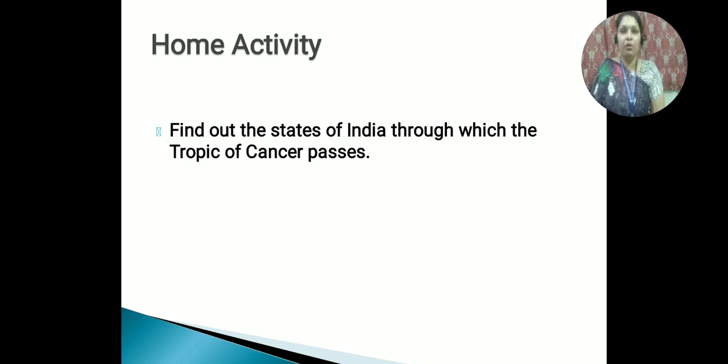You will just Google it, or look at the globe to see where India is, and from where the line of the Tropic of Cancer is passing. Find out all those states of India where the Tropic of Cancer line is passing. Okay, this is your today's homework.